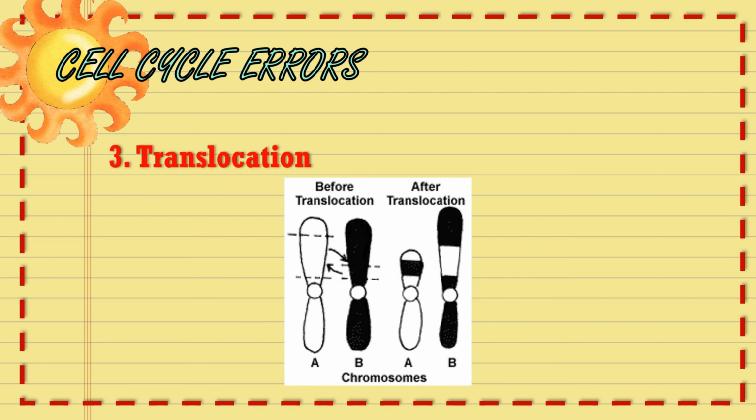Next chromosomal mutation is translocation. Translocation involves two chromosomes that are not homologous. Part of one chromosome is transferred to another chromosome. It is really evident in this image that part of the white chromosome is transferred to the black chromosome, or there is an exchange happening between the chromosomes. Examples of disorders involving translocation are mental retardation, infertility, and cancer.